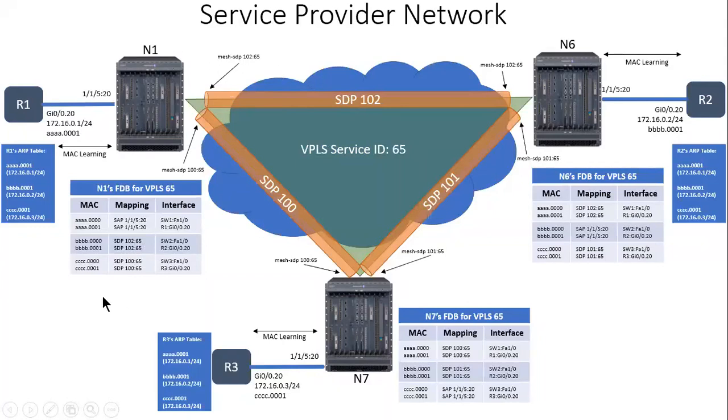And it's going to learn Dallas's MAC addresses, which all begin with Charlie, through the pseudowire mesh SDP 100:65, or through SDP 100. This process is going to rinse and repeat on each provider edge router until they all have a valid MAC entry for each CPE that's participating in the subscriber's VPLS instance.